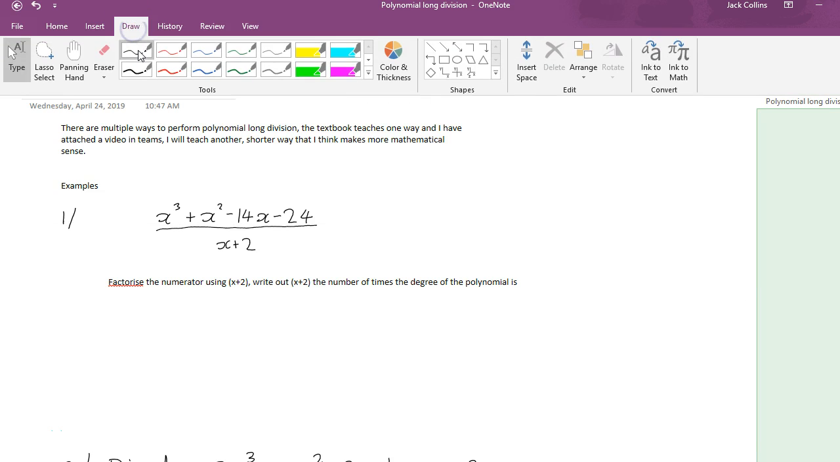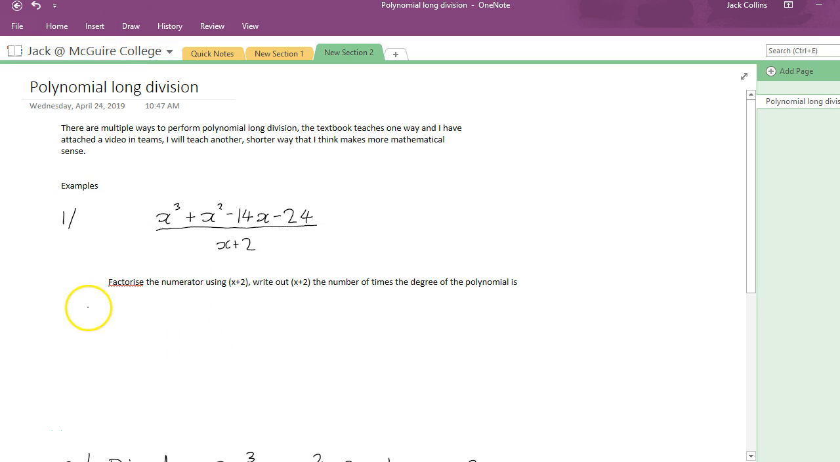Hi guys, so what we're going to go through today is polynomial long division. This is a really key skill. It goes across multiple topics and it's something that you definitely use in year 12.